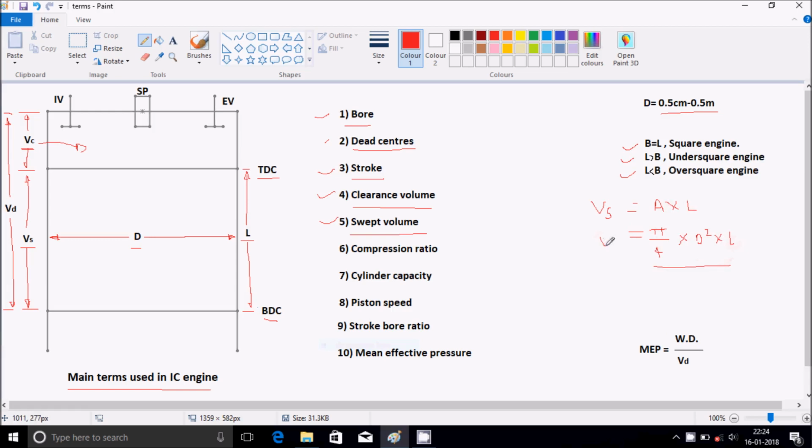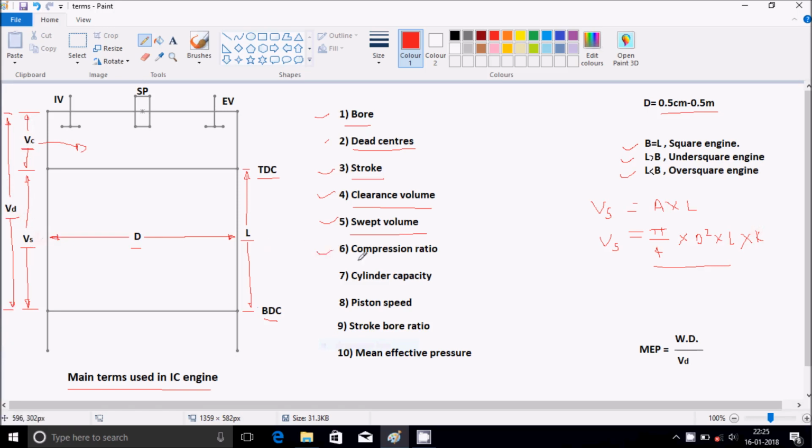This is for a single cylinder engine. If there are more than one cylinder, then it needs to be multiplied with K, which indicates the total number of cylinders. V suffix D is the total cylinder volume. That is the sum of clearance volume and swept volume.